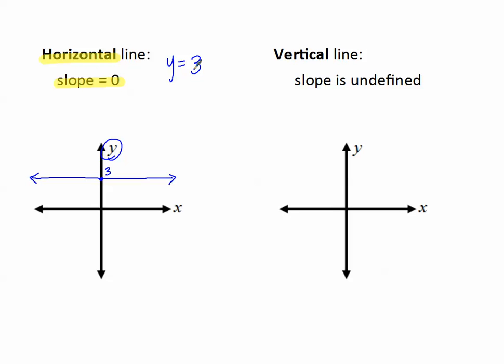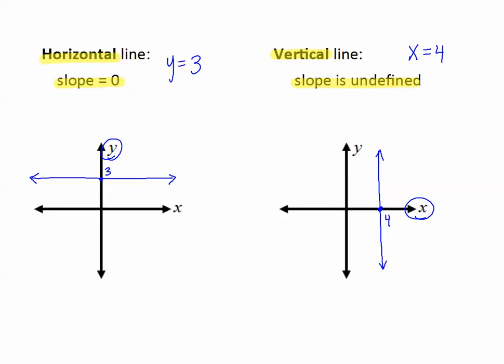A vertical line looks like this. Vertical lines cross through the x-axis. Let's say this is crossing through at about 4. So this equation would be x equals 4 because it's crossing through the x-axis. Again, we don't need to calculate a rise over run. Here, the rise is infinite, but there is 0 run. So for a vertical line, the slope is undefined.